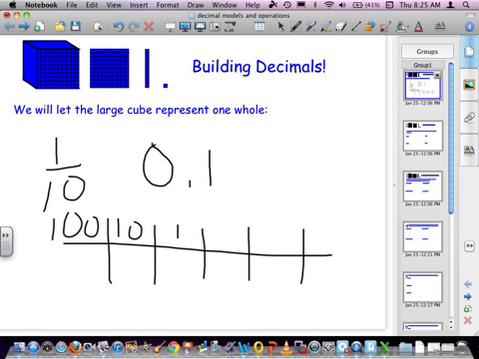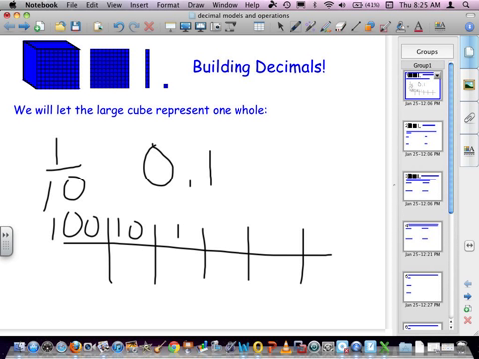10 ones makes a 10, right? If I'm using the base 10 blocks with little cubes, every time I get 10 little cubes, if I call that 1, then I can trade it for 1 ten rod, right? And every time I get 10 rods, I can trade that for 1 flat. And every time I get 10 flats, I can trade it for 1 big cube, and so on and so forth.